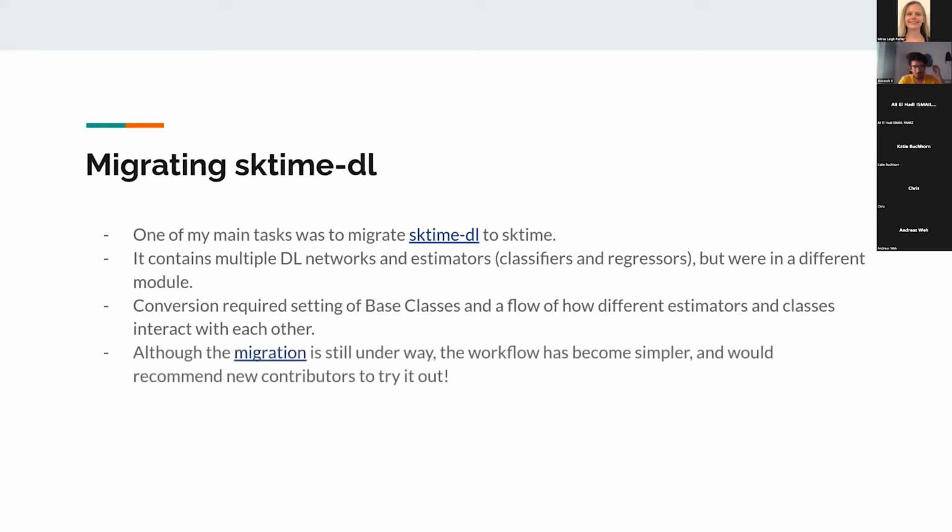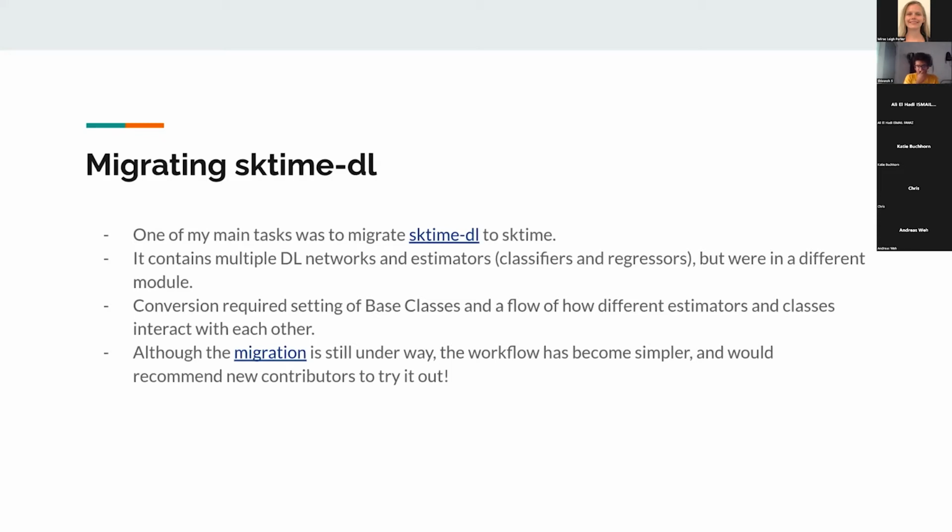And although the migration is still underway, there are sktime DL, but now the process of migration has become simple enough. There are a bunch of instructions which would probably help anyone if they want to either attempt migration, or they want to add new estimators or new networks. It has become so easy that I would honestly suggest that new contributors can try it out, and it is one of the good first issues that people can try their hand at.